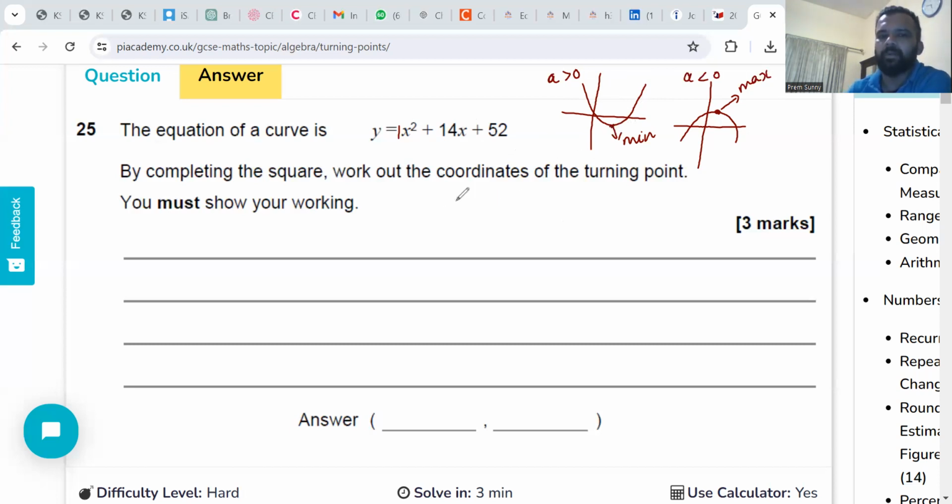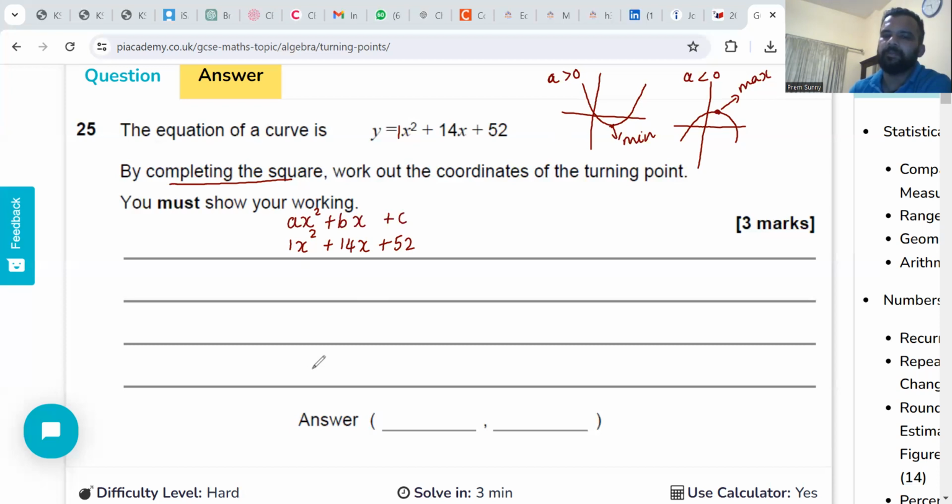Now, how do we find the turning point using the completing the square method? You should follow exactly the same method. So 1x square plus 14x plus 52, this is my quadratic equation. I'll always start with the standard form here. The standard form of a quadratic equation is ax square plus bx plus c.